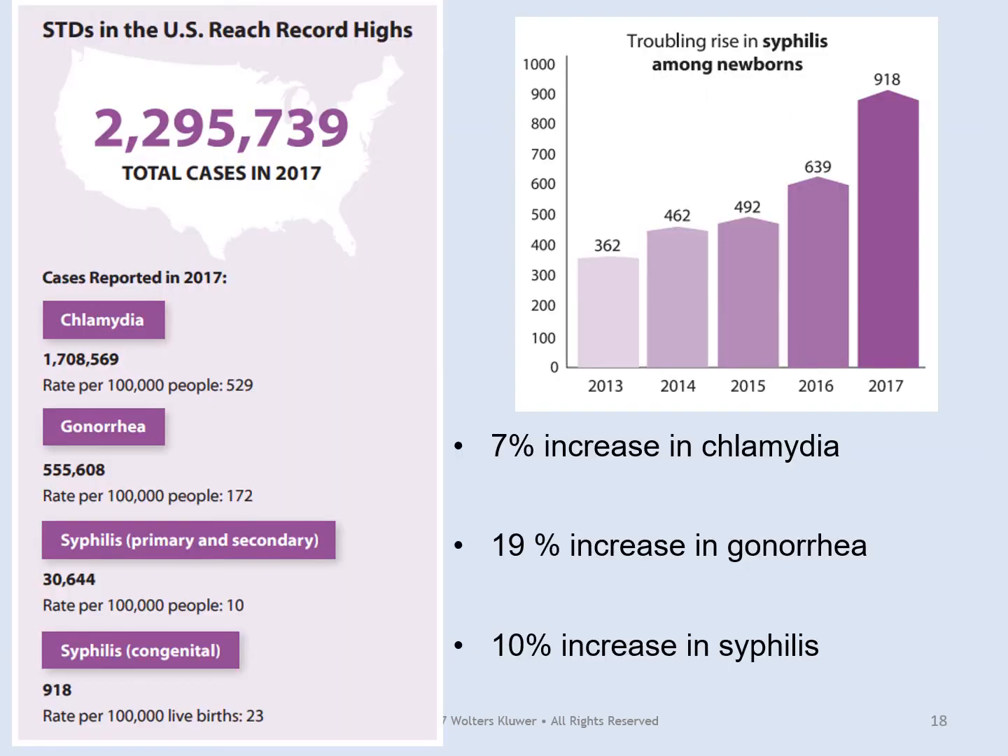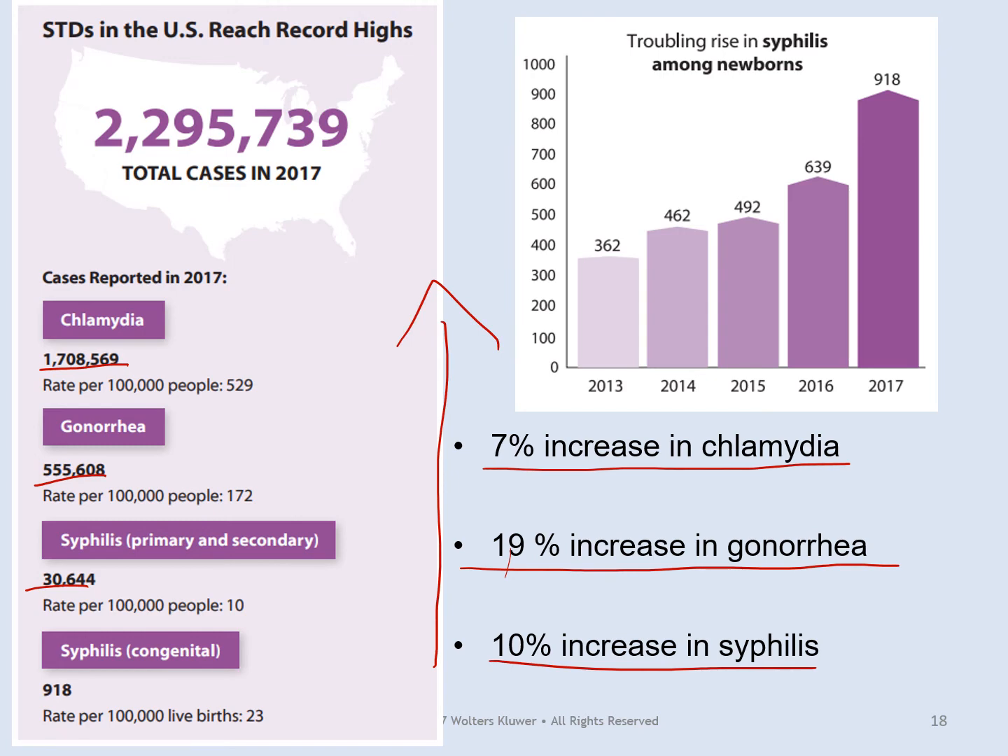In 2017, we saw very similar trends. Almost 2.3 million cases of STDs in the US, looking at total, looking at our three big ones. So 1.7 million cases of chlamydia, a 7% increase over the previous year. 555,000 cases of gonorrhea, again, almost a 20% increase over the previous year. And then 30,000 cases of syphilis, a 10% increase. And these trends have just continued.